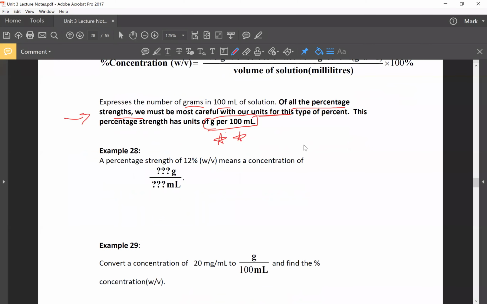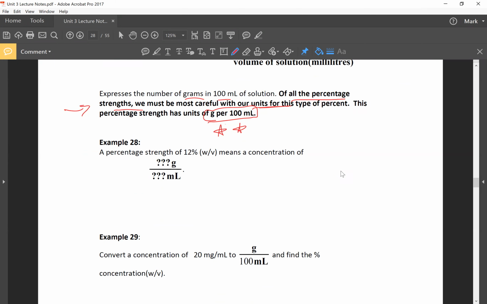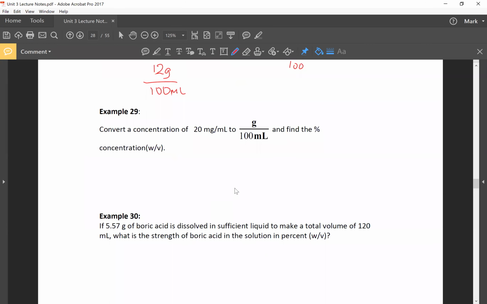Okay, so a percentage strength, this is not really, I wouldn't memorize this example, but a percentage strength 12 means that we will have 12 grams over 100 milliliters. And you can check your answer here if you don't believe me. 12 divided by 100 is 12%. You don't memorize number 28, don't worry. Yeah, a 12% solution would be 12 grams in 100 milliliters of water. Okay, so let's look at number 29.